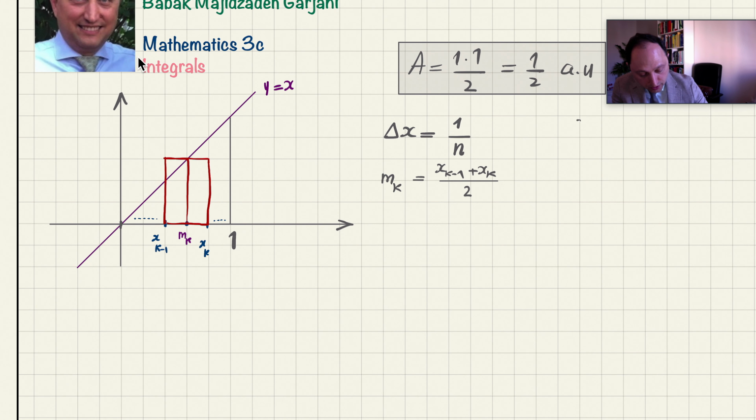What is your function, by the way? Your function f of x is equal to x. You see, y equals x. Okay, now can you tell me what is x sub k? X sub k, how many delta x's do I need to traverse to reach x sub k?